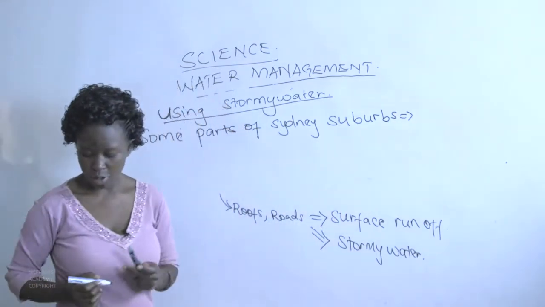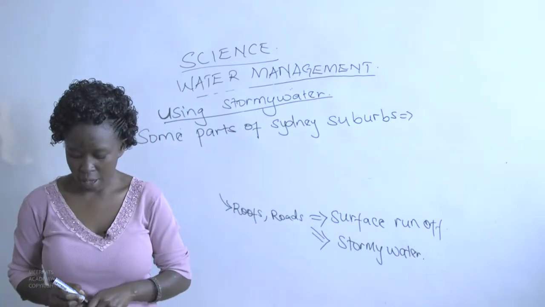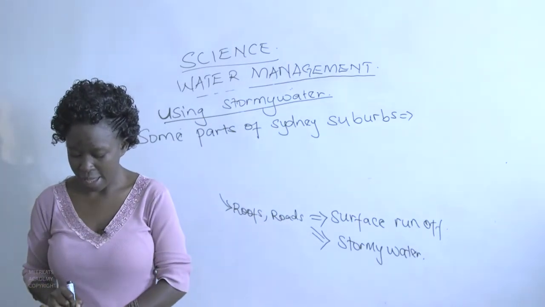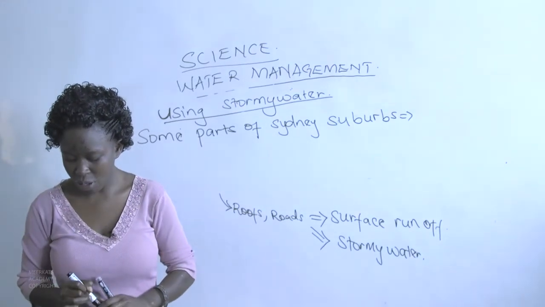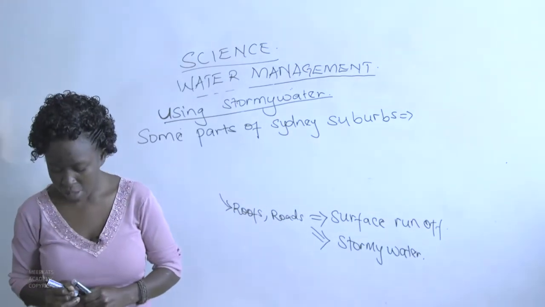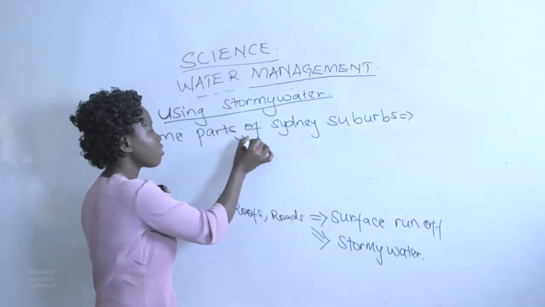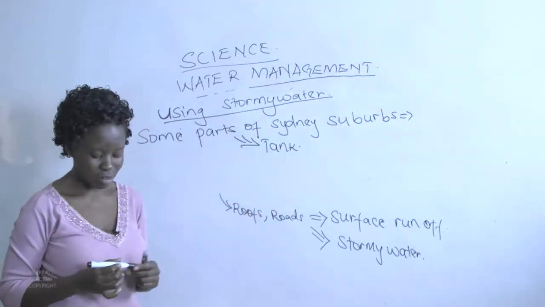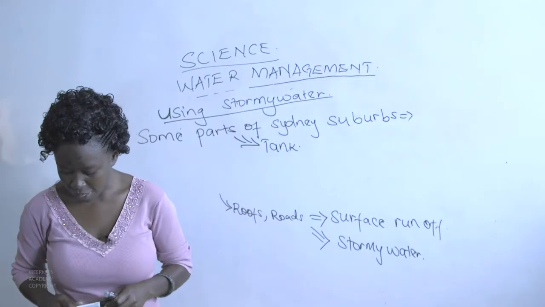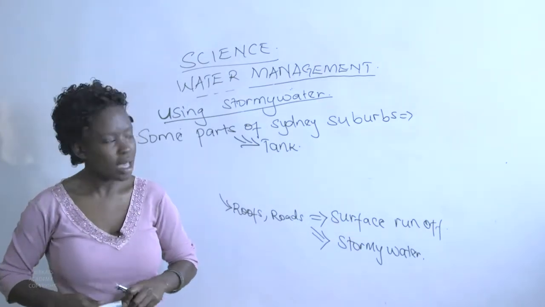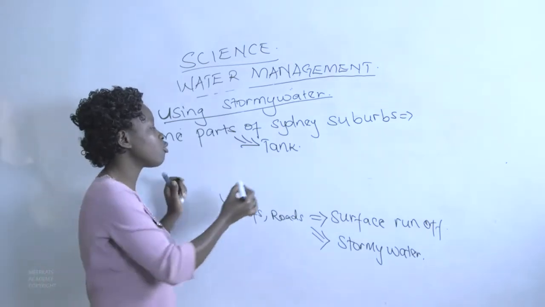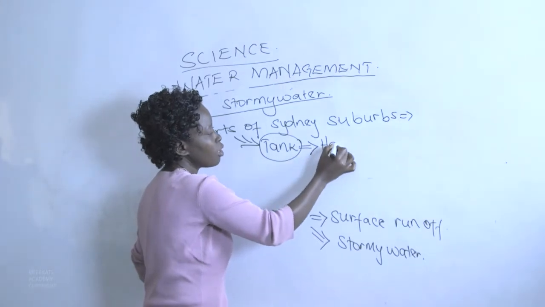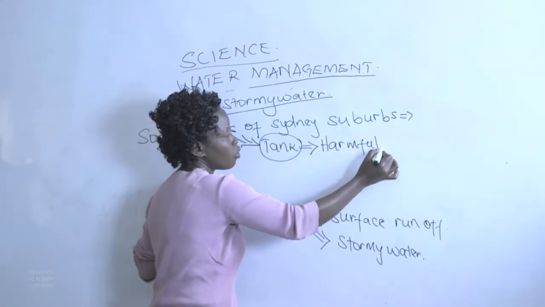So in some parts of Sydney suburbs where a lot of stormy water is available, what is happening is the water has been collected, and this water that has been collected has been put into tanks. So we have the stormy water collected, then it is stored in tanks, and after that the harmful substances are removed from this water.